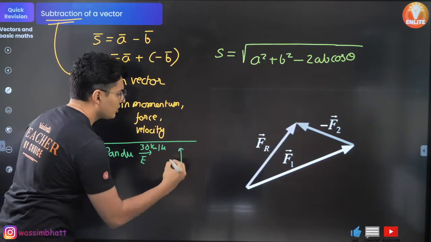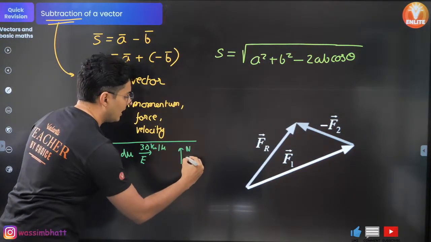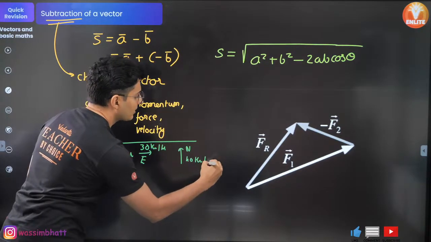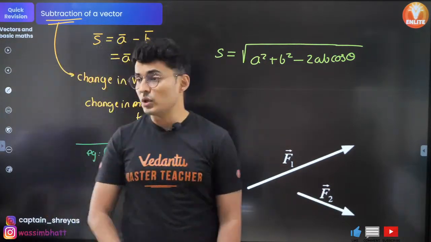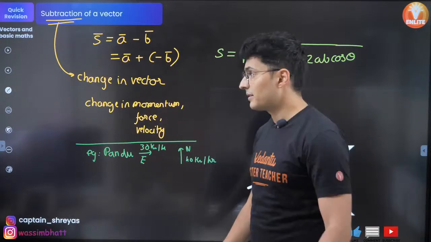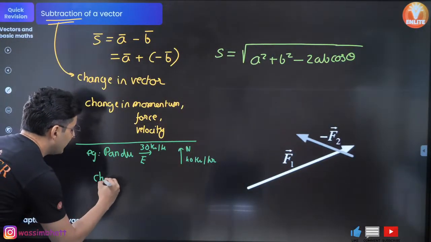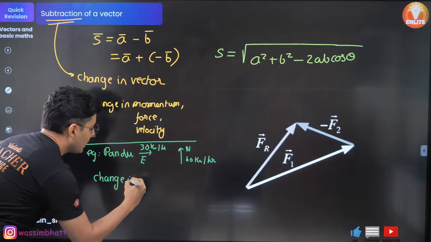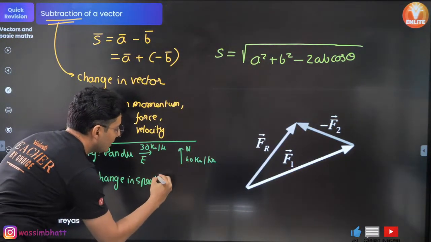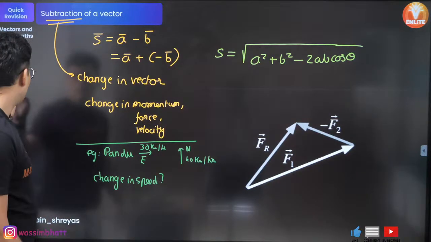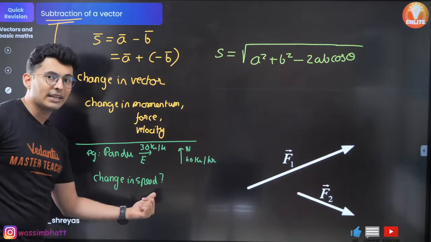Then he suddenly turns towards the north direction and he has a speed of 40 kilometers per hour. If I ask you two things in this question, first, what is the change in speed? Then what will your answer be? Come on, my warriors. Let's see how many of you can give this.